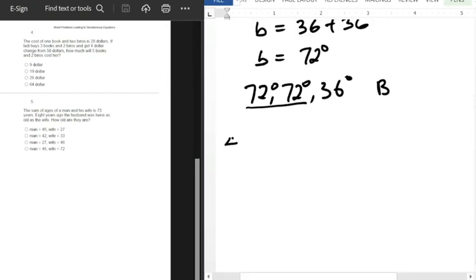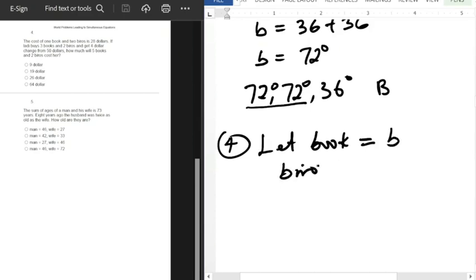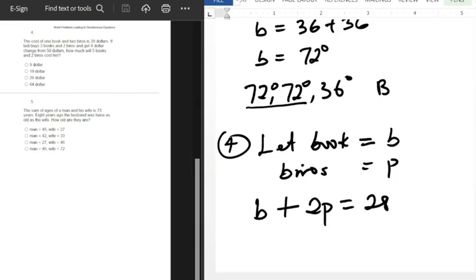For question number 4 now. What we have here: the cost of one book and 2 biros is $28. Let B be the book and P the biro. So the cost of one book, that is B, plus 2 biros, that's 2P, equals $28.